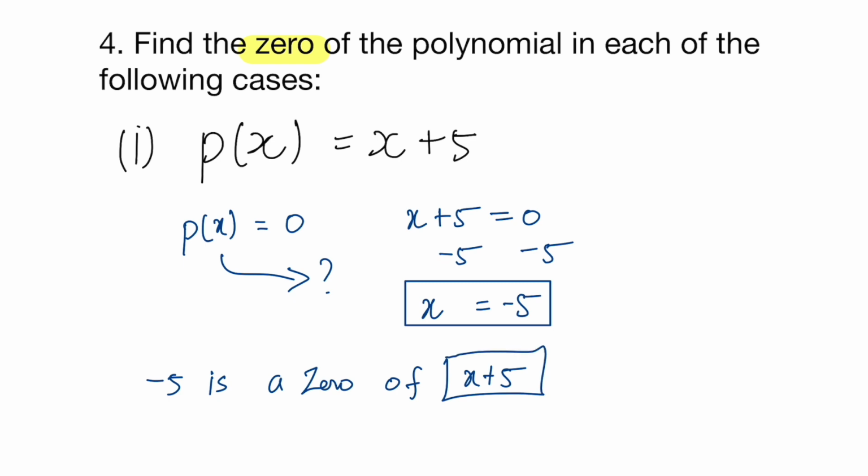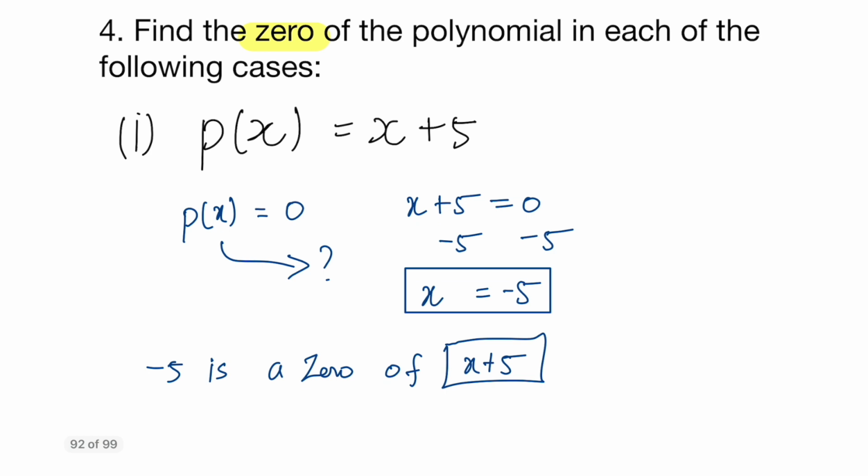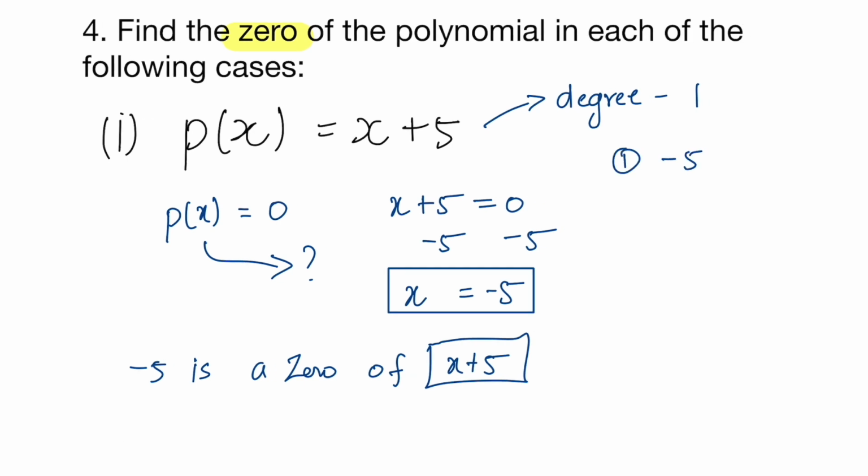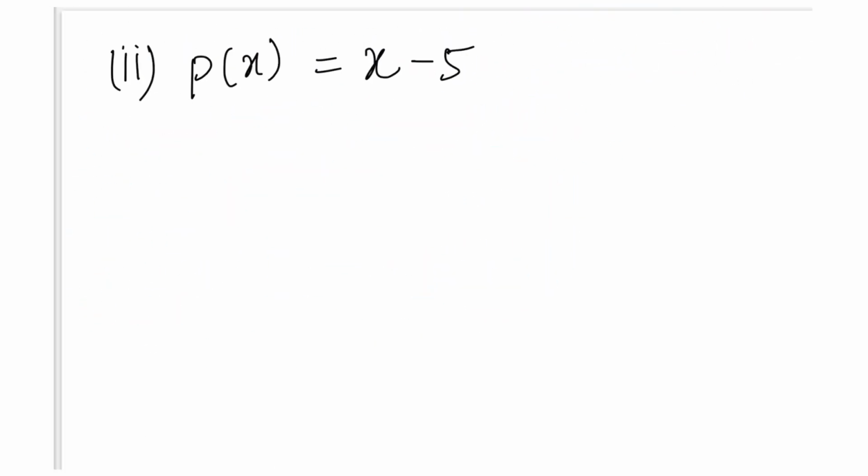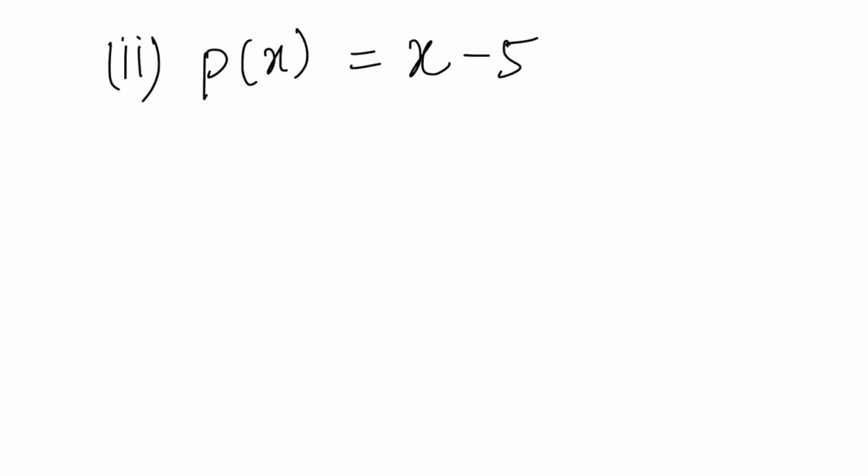Okay, so this is basically a linear equation, and on equating that to 0, you get x plus 5 equals 0, so x equals minus 5. The degree of this polynomial is 1, meaning it will have only one solution, and that one solution is minus 5. Okay, so moving on to the next subdivision here, p of x equals x minus 5.